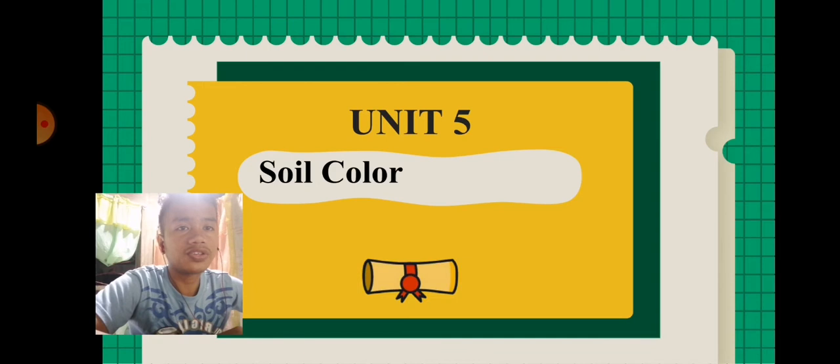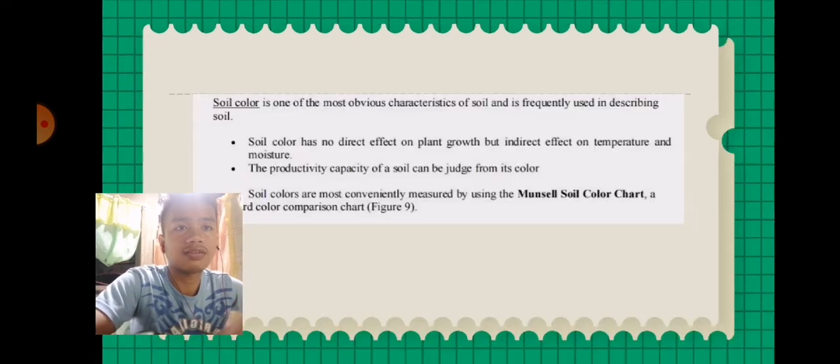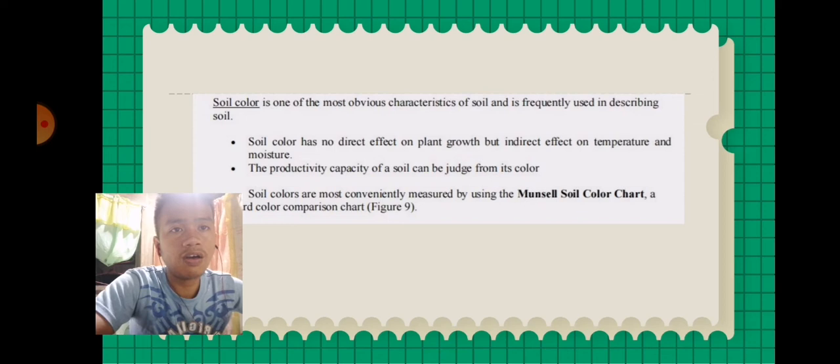Unit 5 is soil color, in Chapter 3, the soil physical properties. Soil color is one of the most obvious characteristics of soil and is frequently used in describing soil. Soil color has no direct effect on plant growth but has an indirect effect on temperature and moisture. The productive capacity of a soil can be judged from its color.